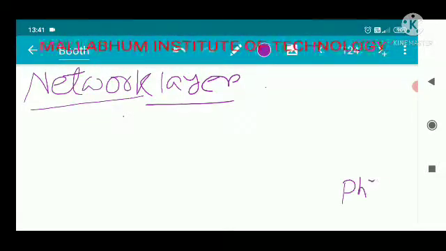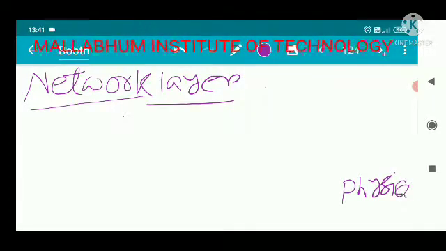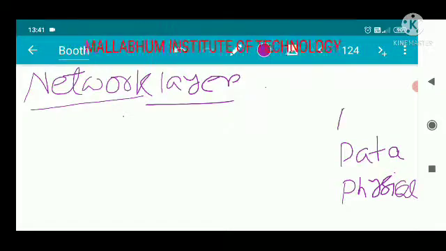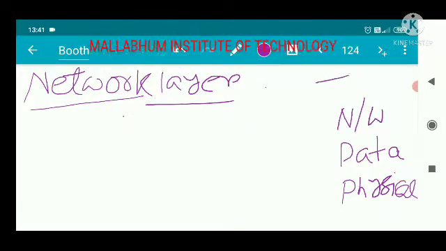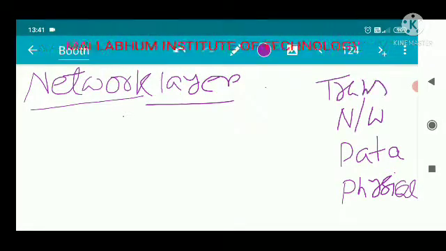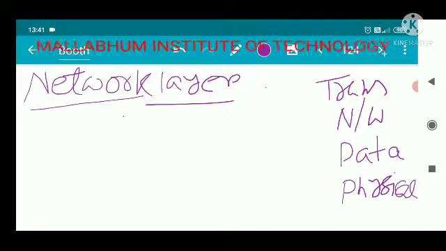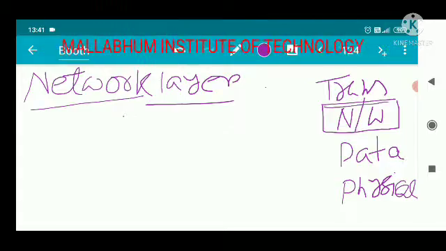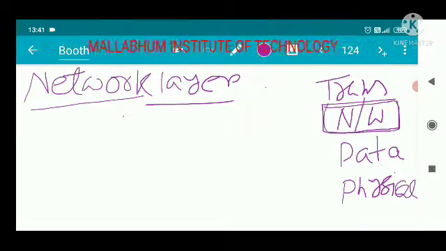physical layer. This is your data link layer. This is your network layer. This is your transport layer, like this. So we are only concerned with the network layer. Now the network layer has different types of functions, and we will discuss them one by one.